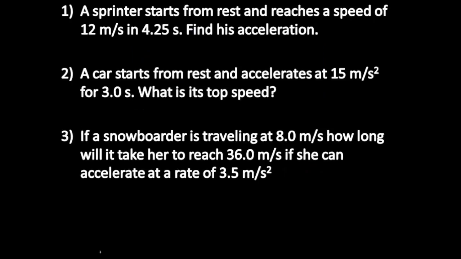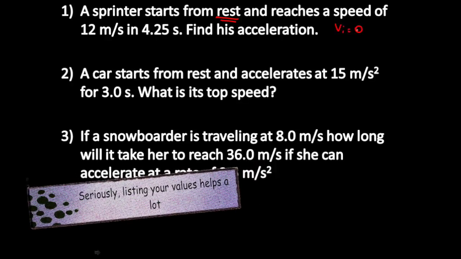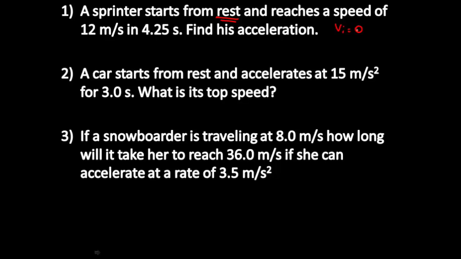Let's start off with an easy one. A sprinter starts from rest and reaches a speed of 12 meters per second in 4.25 seconds. Find his acceleration. A word you're going to see a lot is this idea of rest, and all that means is that your initial velocity is equal to 0. One of the things I'm going to get you guys to start doing is writing out what you know and what you need. So we know that our initial velocity is 0. We know that our final velocity is going to be 12 meters per second. We know that our time is equal to 4.25 seconds. And what are we looking for? We're looking for acceleration, so I'm going to put a big question mark on that.